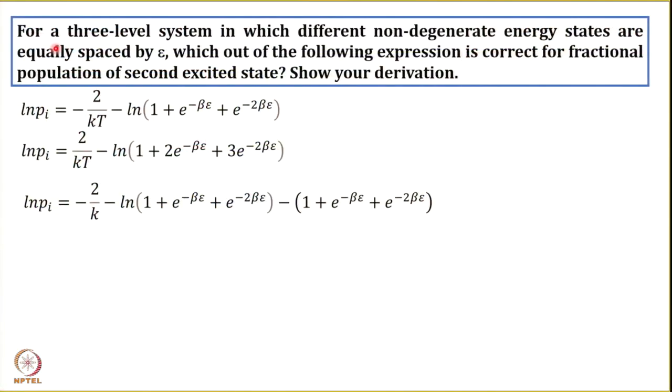That is, for a three-level system in which different non-degenerate energy states are equally spaced by E, which of the following expressions is correct for the fractional population of the excited state? We talked in terms of three different states: your ground state, first excited state, second excited state. And then based upon our discussion, we showed that the logarithm of fractional population is given by this expression.